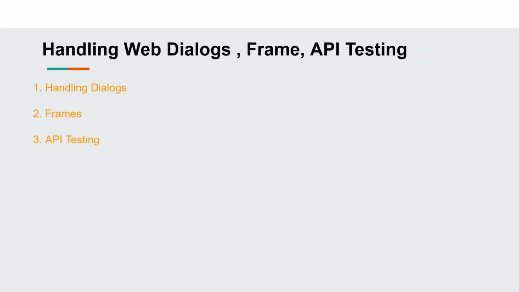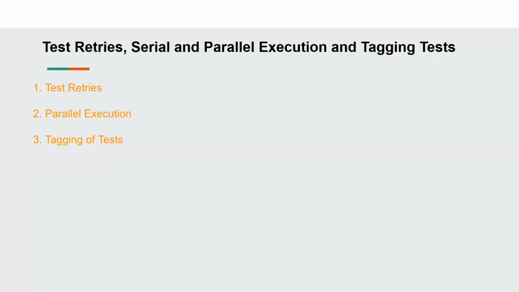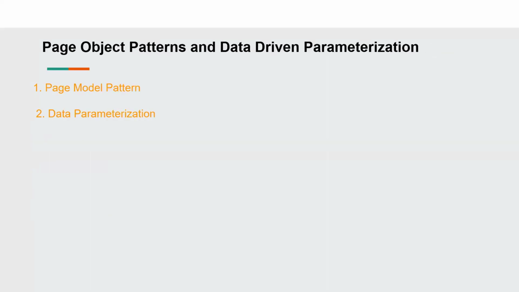So let me move to the next slide. We have come to the previous one. Yeah, as I said, retrying the failed test, running it in parallel, tagging the test, right? We would be doing that. As earlier I had specified, page model pattern as well as data parameterization, how you would be doing it. This would help you in understanding how a framework is developed in the industry.